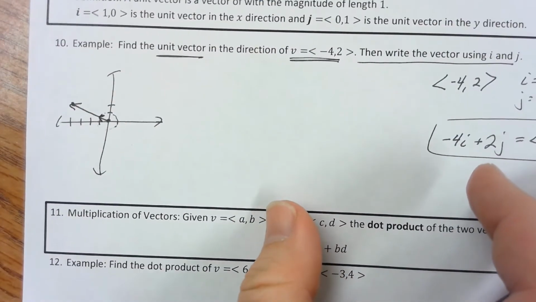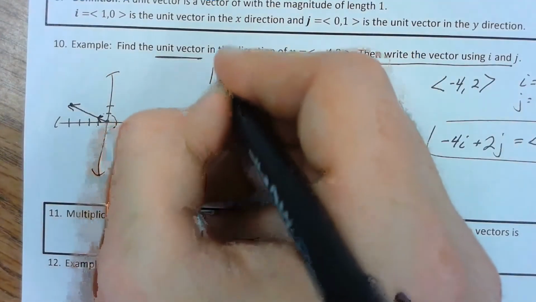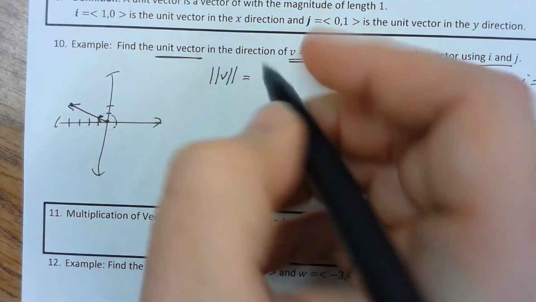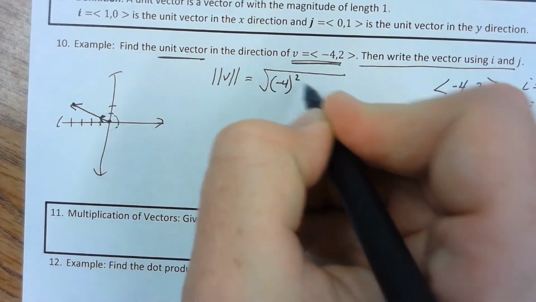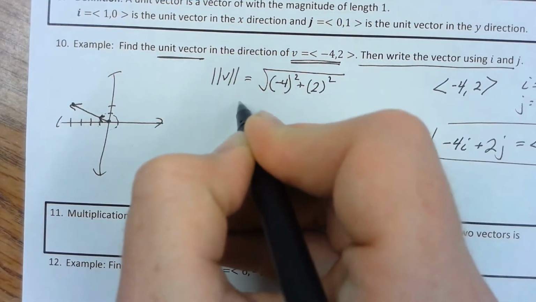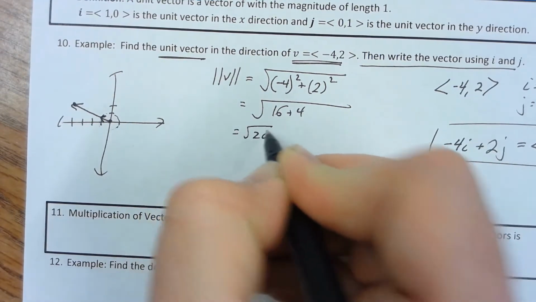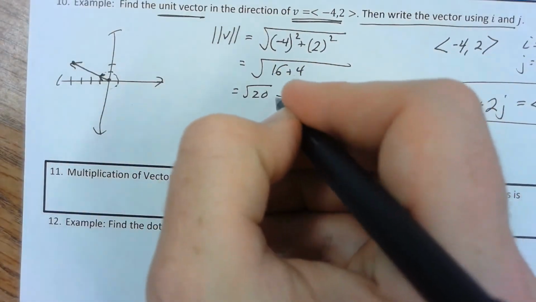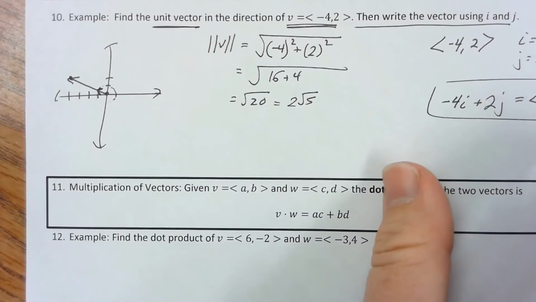So the goal to finding that is, we're first going to have to find the magnitude of this vector. So let's go ahead and find the magnitude of v. The magnitude of v is going to be, again, the square root of the x coordinate squared plus the y coordinate squared, in which case I'm going to have the square root of 16 plus 4, which is simply the square root of 20. If we want to simplify this, we can break that down to be 2 square roots of 5. So that's the magnitude of this particular vector.